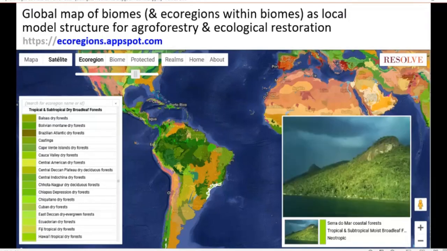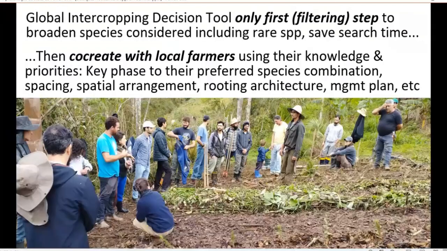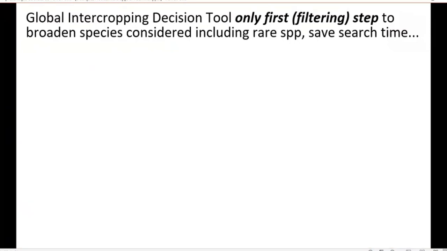So this would be an image of the structure. It's quite far, but there's different images available on the ecoregions portal that can show us the natural vegetation structure. But of course, this global intercropping tool is very rough. It's like a first approximation.